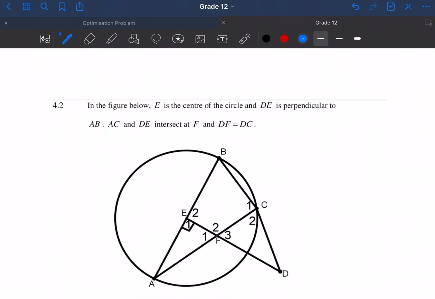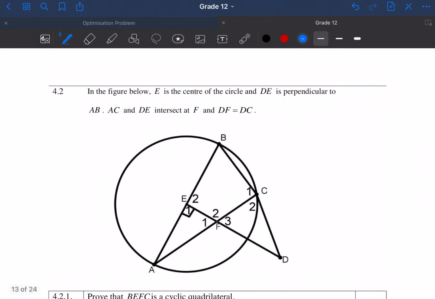4.2. In the figure below, E is the center of the circle. So they tell you that E is the center of the circle. That's E. And DE is perpendicular to AB. So where's DE? This is D, this is E. So it's perpendicular, therefore this is 90 degrees as well. So let's write that down.